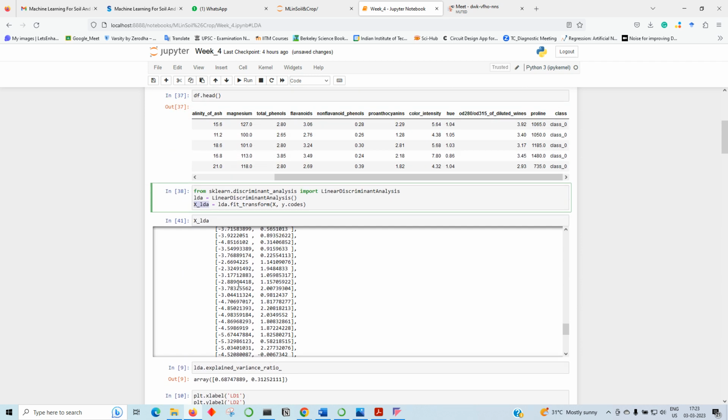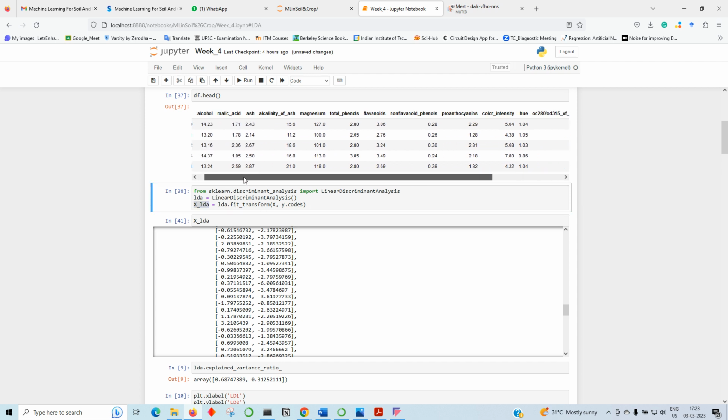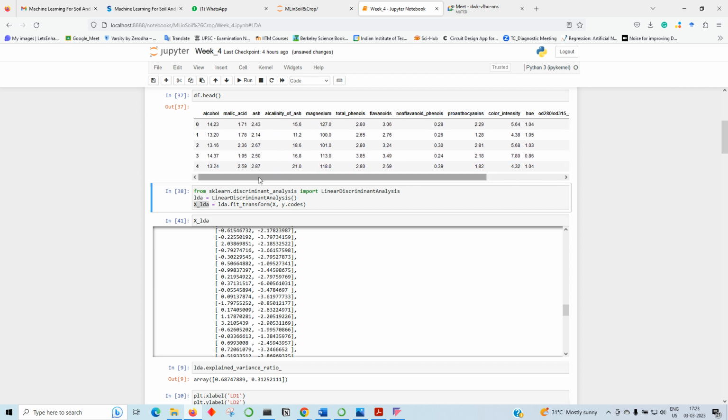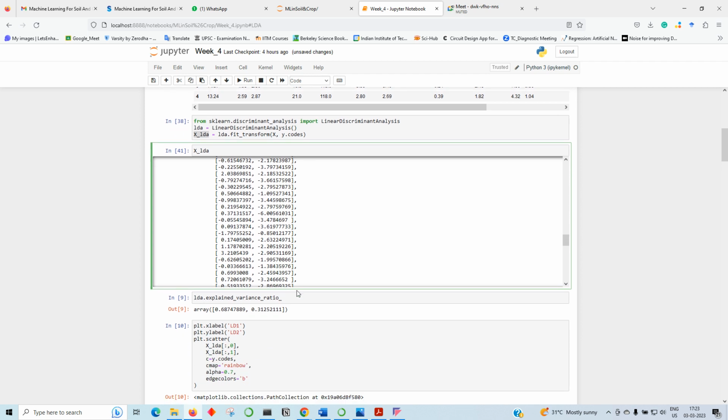Now, if you plot this with the class, you will see that all this multi-dimensional or multi-feature data has been transformed or translated into these two axes to classify, to increase the distance between the means and minimize the variance within each group.